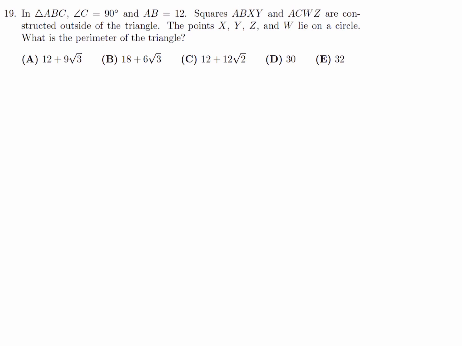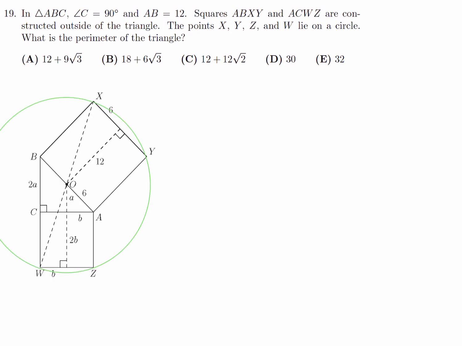In triangle ABC, angle C is 90, AB is 12. Squares ABXY and ACWZ are constructed outside of the triangle. Points X, Y, Z, and W lie on a circle. What is the perimeter of the triangle? We definitely need a diagram, so here we go. Here's exactly what they have said in the question, but in diagram format.